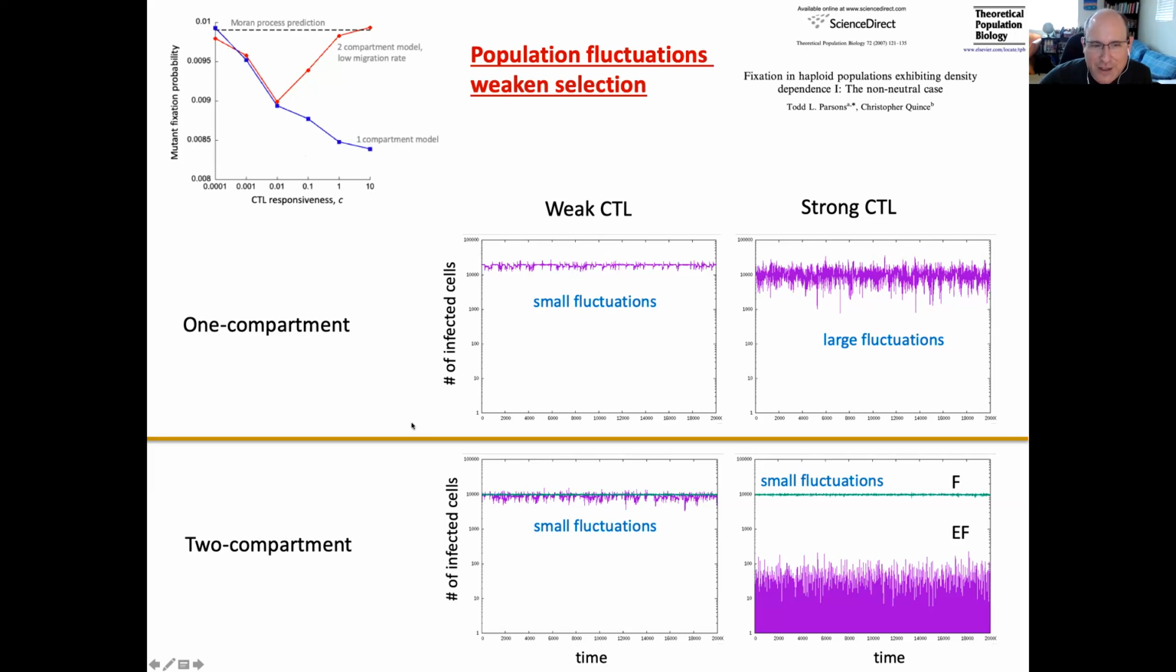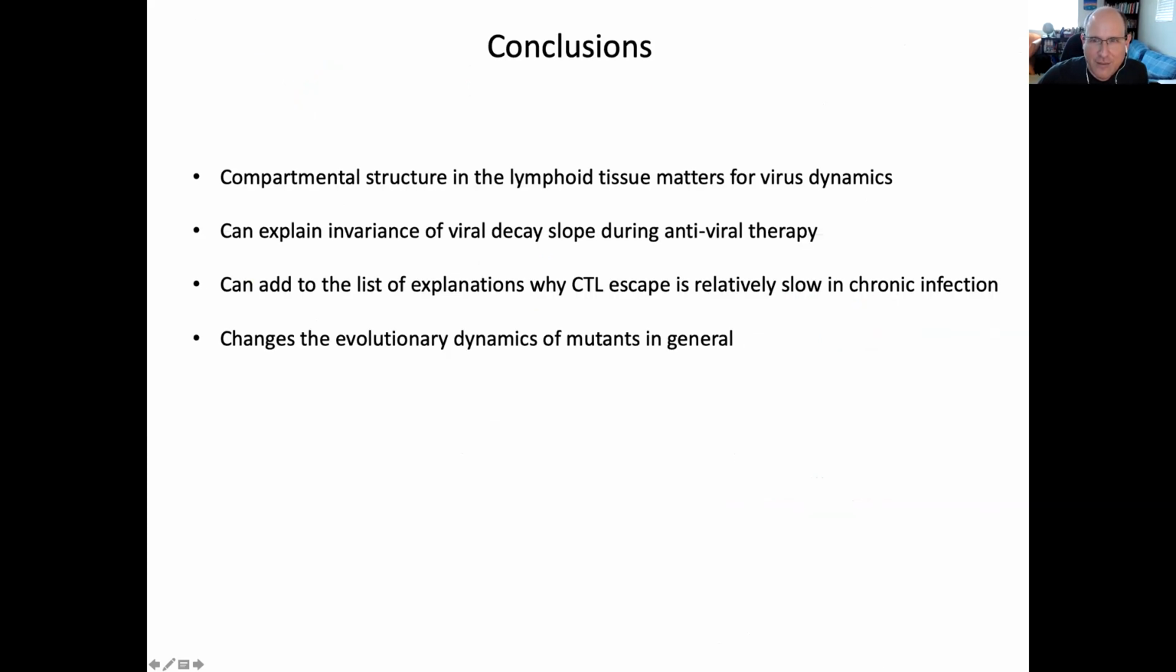On the other hand, with the two compartmental model, you also have small fluctuations for low immune responses. For strong immune responses, you have large fluctuations in the extra-follicular compartment, but that is a very small population. And since there are no CTL in the follicular compartment, there are no fluctuations there either. So this dictates that it's close to the Moran process. If you've got an intermediate strength of immune response, you've got more even fluctuations going on, and then you've got this weakened selection. We're still working on that and working that out.